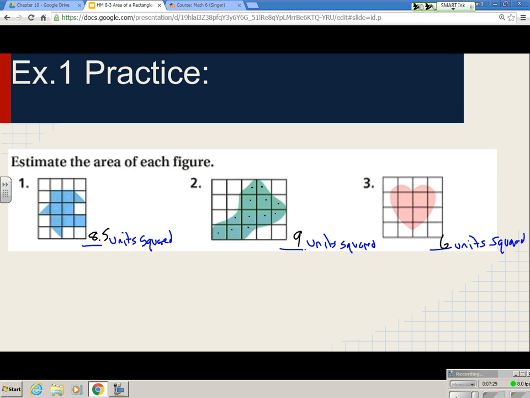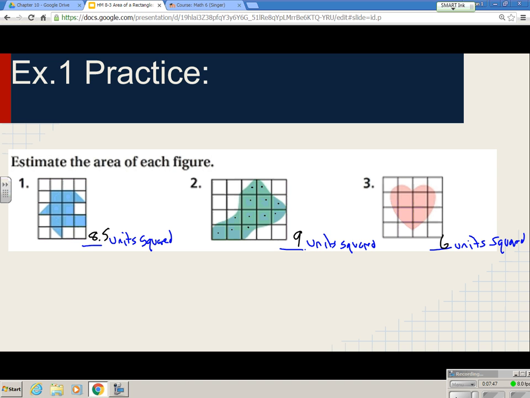You might have had a number close. If you have a number close to it, give yourself credit. And then for the heart, we had 4 full squares, and then all the little ones around the outside made about 2. So those are the answers I received. Again, if yours is somewhat close, give yourself credit. All right, so we got a really easy example in.